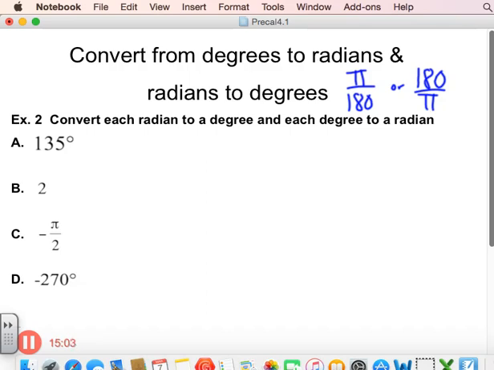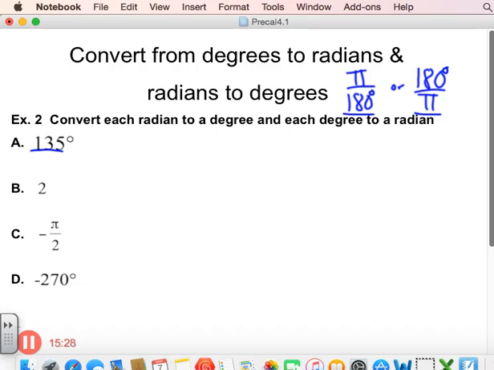All you need to remember is whatever you're starting with. If you're starting with degrees or radians, whatever you're given, you're going to put that on the bottom. Okay, so this is 180 degrees. So for A, I'm given 135 degrees. So I'm going to pick the one of these that has degrees on the bottom. What you're changing to needs to be up top.